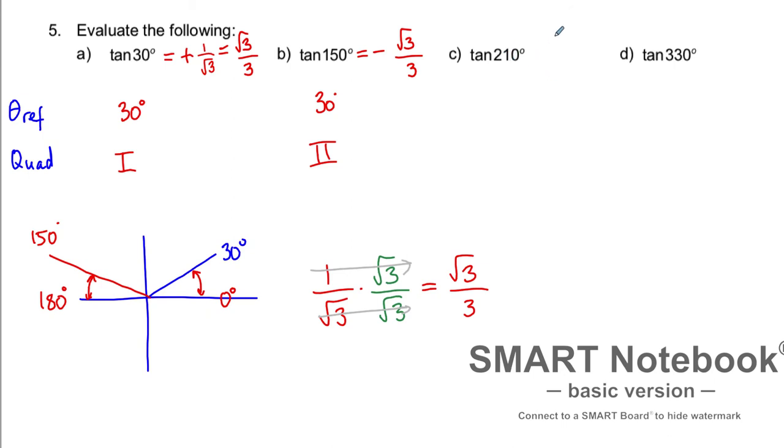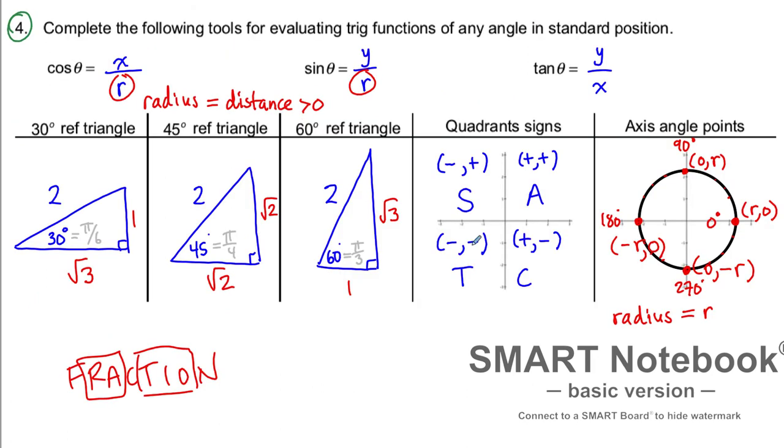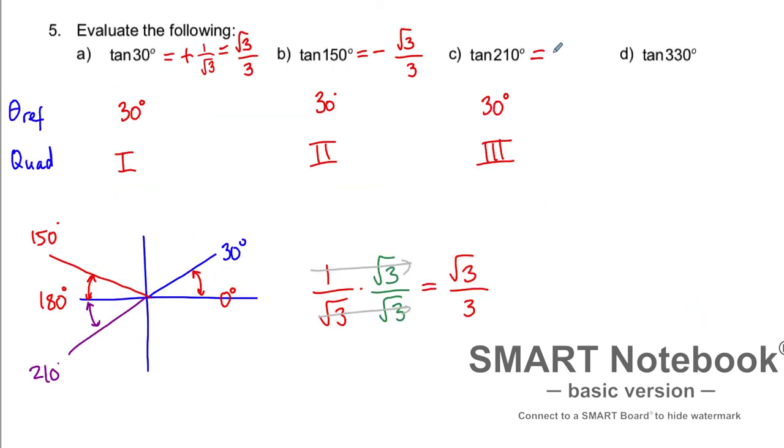We do the same over here for 210. We see that 210 lies down in quadrant number 3, and the difference between that terminal arm and the nearest x-axis is the reference angle. So again, we have a reference angle of 30 degrees, but we are now in quadrant 3. So we go and look at our trig tools. In quadrant 3, y is negative and x is negative. So the tangent is going to be positive, which is what this T summarizes. So we're going to have a positive 1 over root 3, or a positive root 3 over 3.